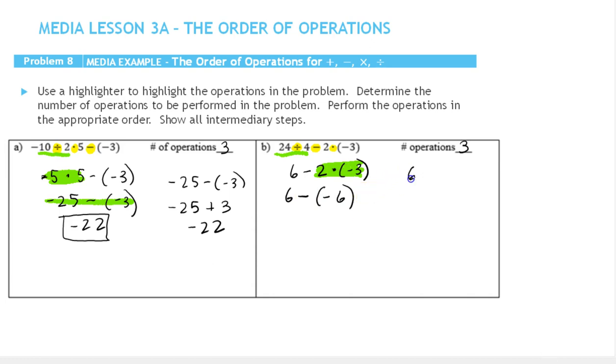Let's do this one on the side. 6 minus negative 6 is the same as adding the opposite of negative 6, which is 6. 6 and 6 is 12. Okay, so this last step, 6 minus negative 6, I computed it on the side, and it equals 12, and that's our final answer. So did I do 3 steps? 1, 2, 3, so I got all of my operations.